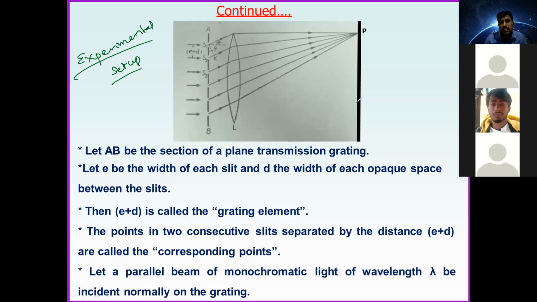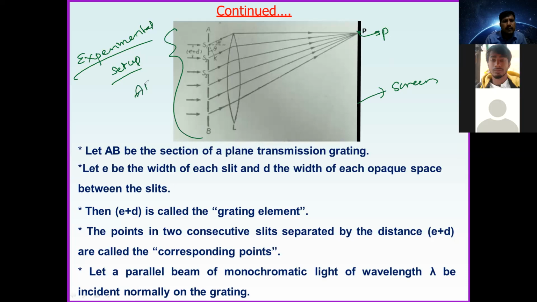So this is the experimental setup. What is this? Tell me. I hope you all can draw first. You have to draw. This is the screen, and P is the point where you are collecting the intensity, and AB is the glass plate where you are keeping the slits S1, S2, S3, S4, and so on, up to Sn. And you can also see the distance.